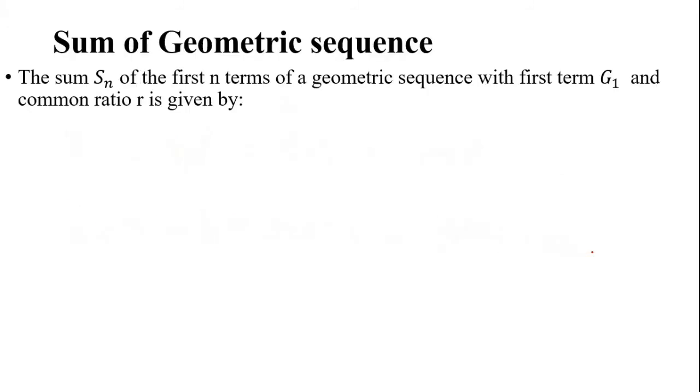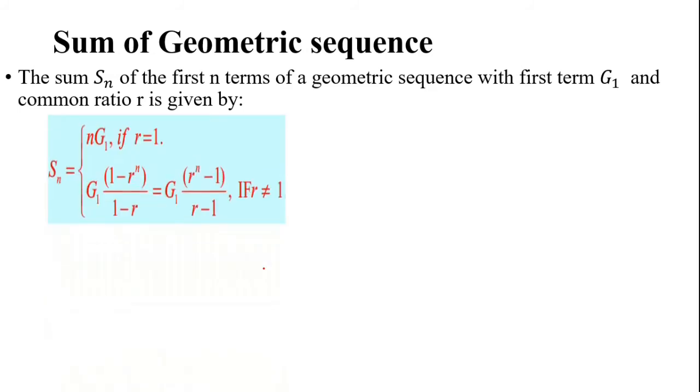arithmetic sequence. So here is the second type of sequence, which is the geometric sequence. As with an arithmetic sequence, a geometric sequence is a type of sequence in which the common ratio must be a non-zero constant. So a general formula for finding the sum of a geometric sequence is like this.